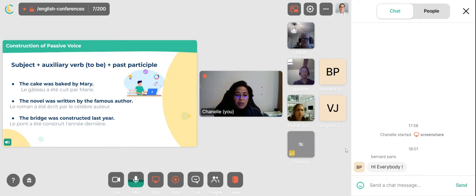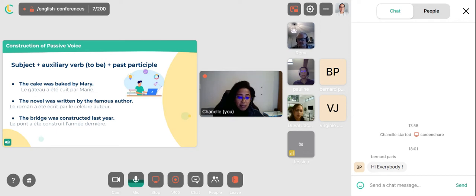Okay? Here we have some examples. The cake was baked by Mary. Le gâteau a été cuit par Marie. The novel was written by the famous author. Le roman a été écrit par le célèbre auteur. The bridge was constructed last year. Le pont a été construit l'année dernière.